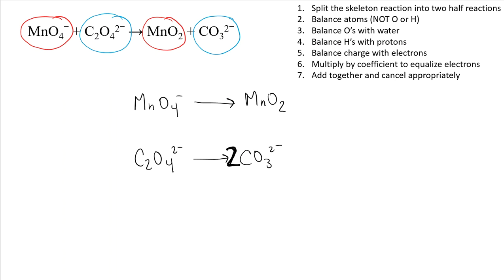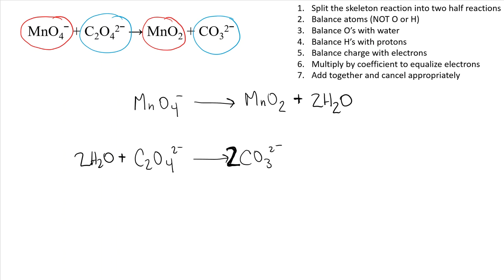Now I'm going to balance oxygens with water. We have 4 oxygens in the reactants. We have 2 oxygens in the products. So to balance oxygens, I'm going to add 2 water molecules. Here we have 4 oxygens, and here we have 6 oxygens. So in order to balance that, I'm going to add 2 water molecules to the reactants of that one.